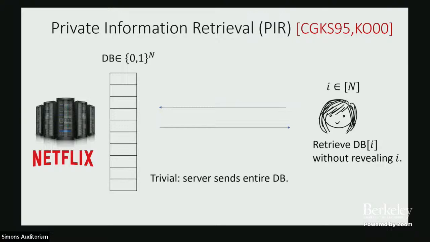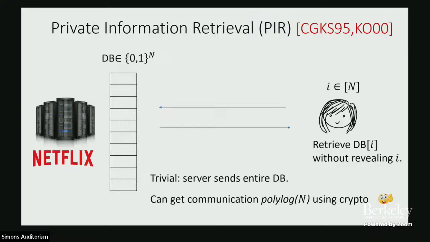So there's a trivial solution to this. Okay, sure, the alphabet can be bigger. What's the trivial solution? Netflix just sends the entire movie database to the user and says, okay, pick your movie to watch. But that's not very efficient.